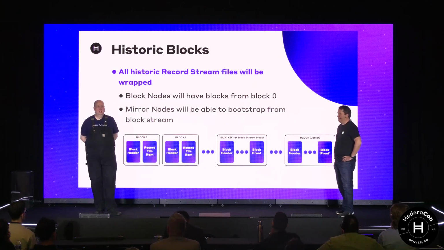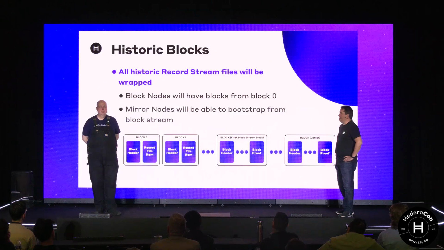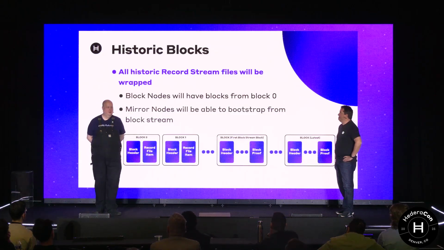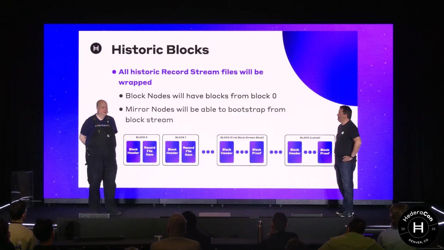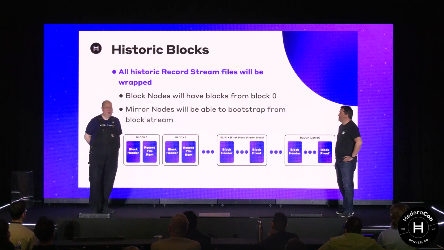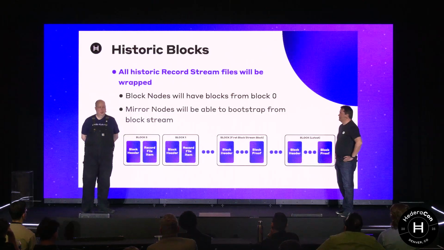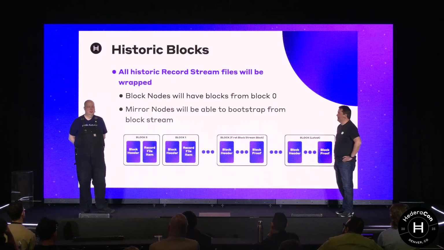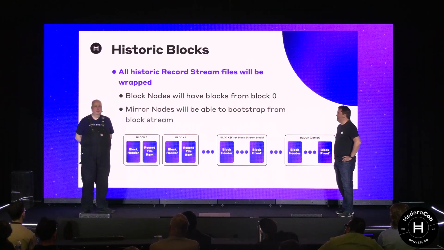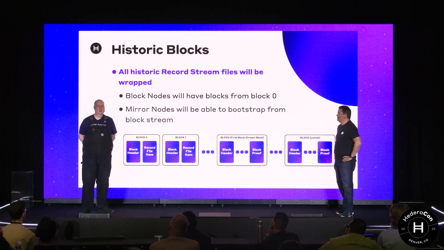One of the important bits is, we're changing from where we are today to block streams. Today we have record files, and how do we make that transition, and how do we mash those two together and make it as seamless as possible? One of the abilities of block streams is to contain wrapped record files. We can't go back and rewrite the history of the network that's been signed. That's just not something possible with blockchains.